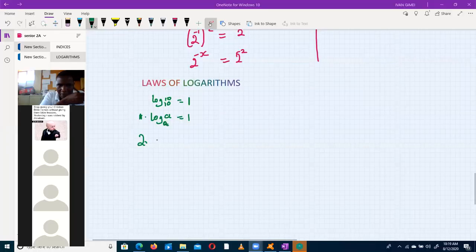Okay. This is one of it. Then the other one is the power law. The power law, what does it say? If you're finding log, let's admit, log of, I'm just giving you an example here.